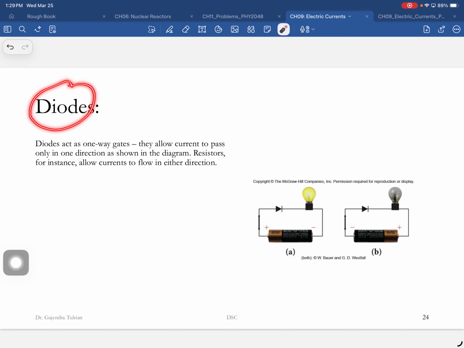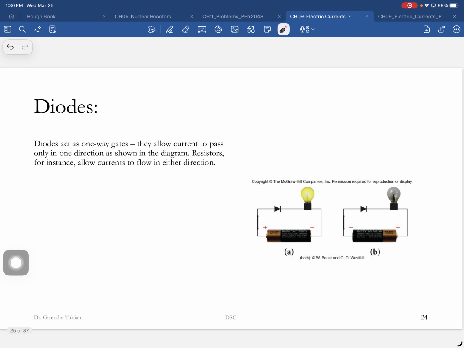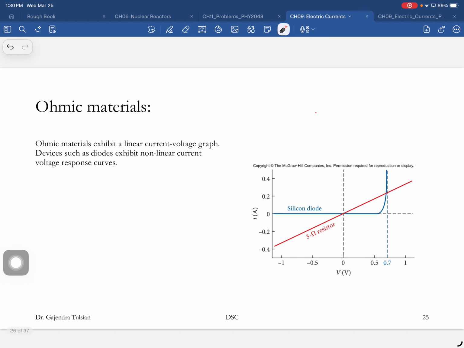So here, diodes are devices that are one-way gates. You see, here's a light bulb, and when the positive terminal is connected to this end of the diode, it lets current through. When the negative terminal is connected to that end of the diode, it shuts down the current. It only lets current pass through this way. It doesn't let current pass through this way. So a diode is a one-way gate.